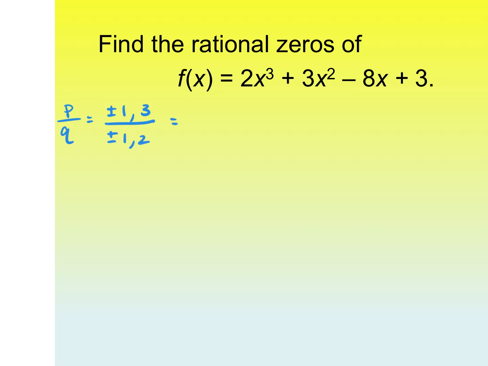Perfect. So if I listed out all of my possible zeros that I have here, I've got positive 1 over 1, which would be 1. Negative 1 over 1, so negative 1. 3 over 1 and negative 3 over 1, so 3 and negative 3. Now we also have 1 over 2. So that would be positive 1/2 and negative 1/2. And then 3 over 2. So positive 3 over 2 and negative 3 over 2.